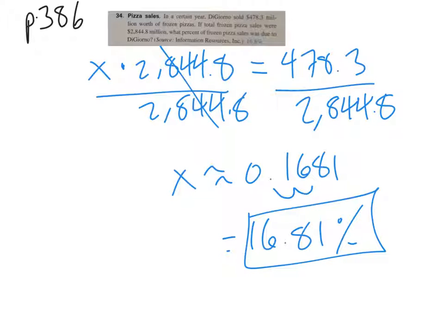Right, so what percent of frozen pizza sales? It turns out 16.81% of all the frozen pizza sales in the country, we're assuming, was due to DiGiorno. That's the question we just answered.